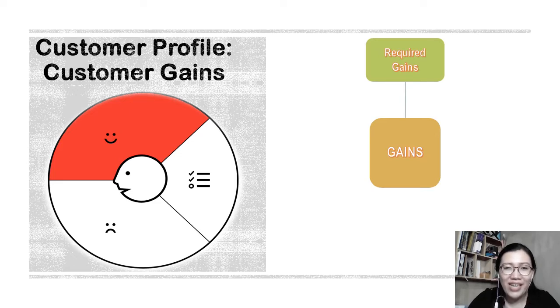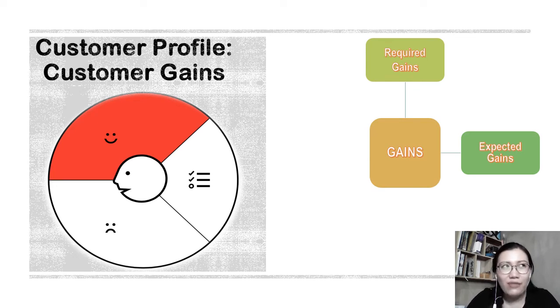So these are gains without which a solution wouldn't work. So for example, the most basic expectation that we have from a smartphone is that we can make a call with it. Okay, so those are required gains. Second is the expected gain. So these are relatively basic gains that we expect from a solution, even if it could work without them. So for example, since Apple launched the iPhone, we expect phones to be well designed and look good.